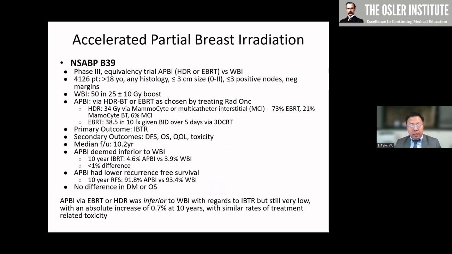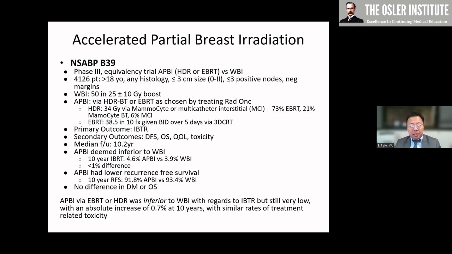Moving on, NSABP B-39 is another experience with partial breast. In this trial, APBI was delivered via HDR or external beam as chosen by the radiation oncologist. Again, external beam was 38.5 in 10 fractions. HDR was 34 gray with either MammoSite or interstitial. And again, the 10-year difference in IBTR, ipsilateral breast recurrence rate, was 4.6% versus 3.9%. Sorry, less than 1% difference.